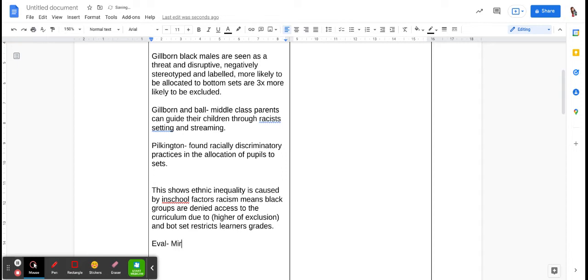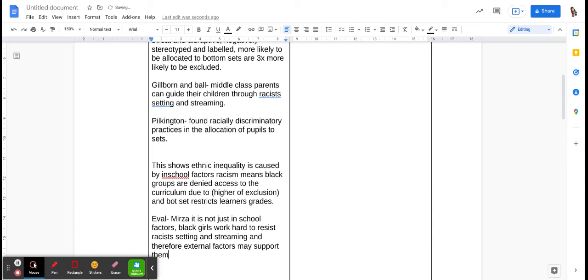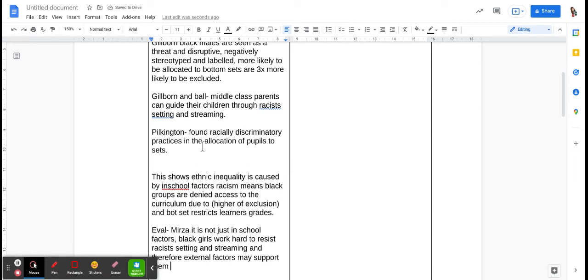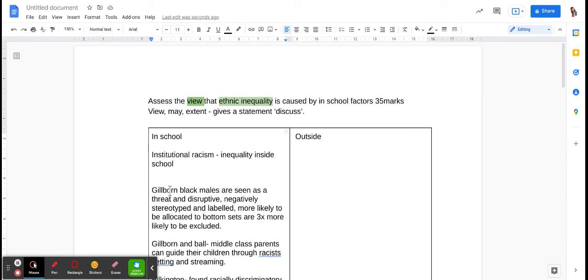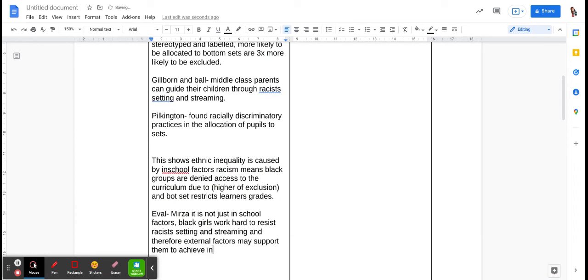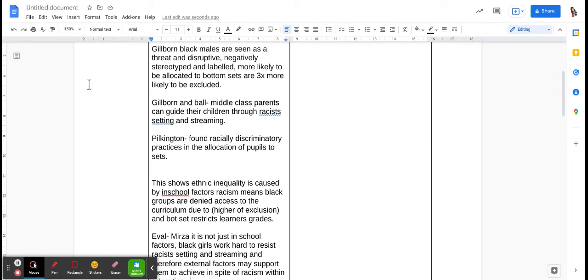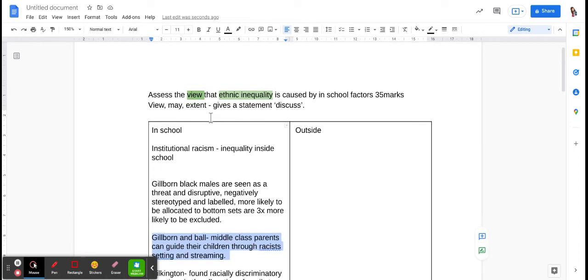So, however, for Mirza, it is not just in school factors. Black girls work very hard to resist racist setting and streaming, and therefore external factors may support them to achieve in spite of racism within education. So I'm inferring there that parental support might help those girls resist. And again, in fairness, Gilborn and Ball is the same. You can work hard to resist it if you've got external factors that can support.